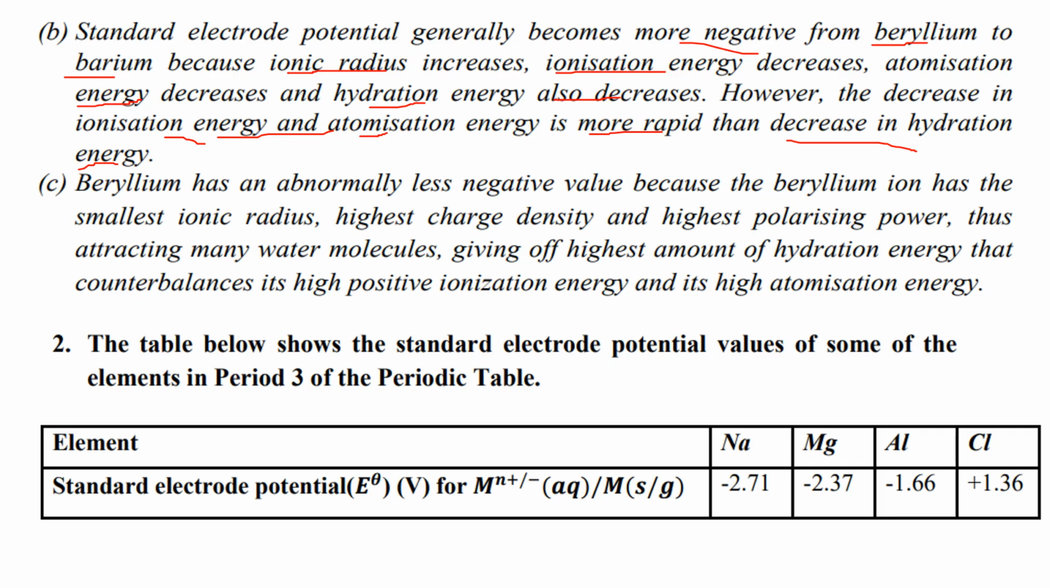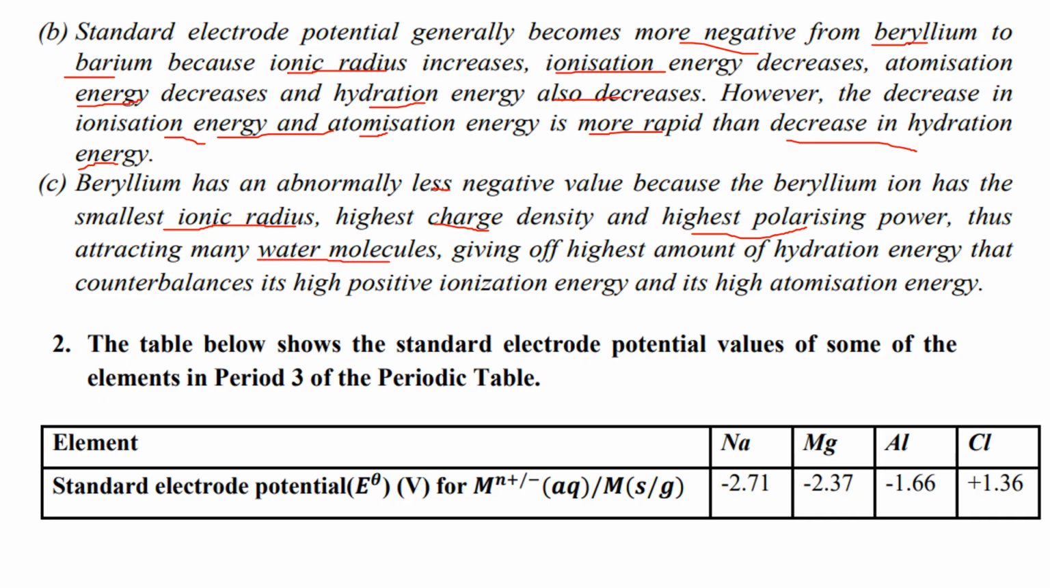Now looking at part B, the reason why barium has an abnormally less electronegative value: first of all, since barium is at the top of the group, we expect its ion to have the smallest ionic radius. And since its ion has the smallest ionic radius, it has the highest charge density together with the highest polarizing power. Therefore, we expect that it's going to attract many water molecules.